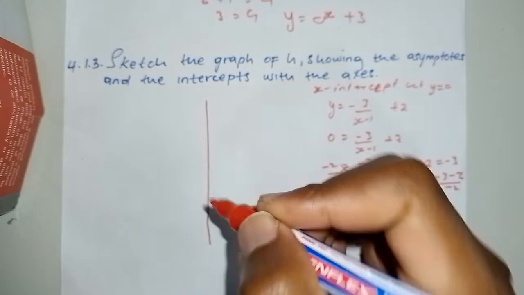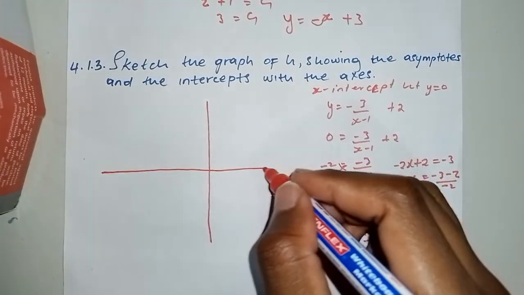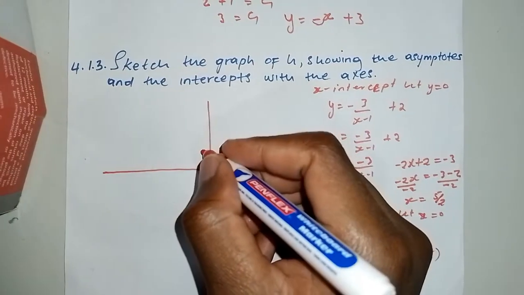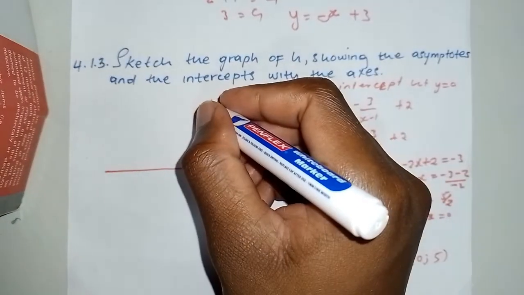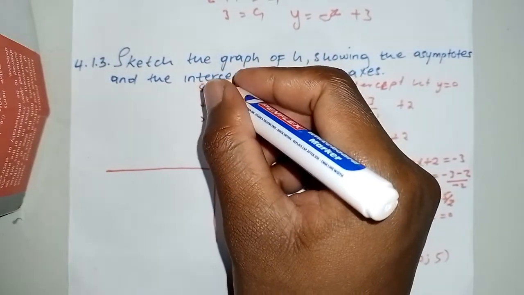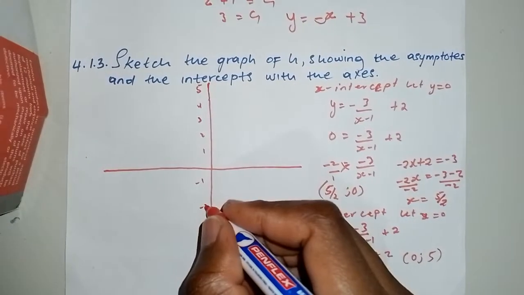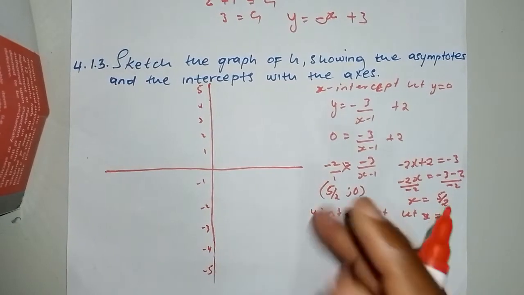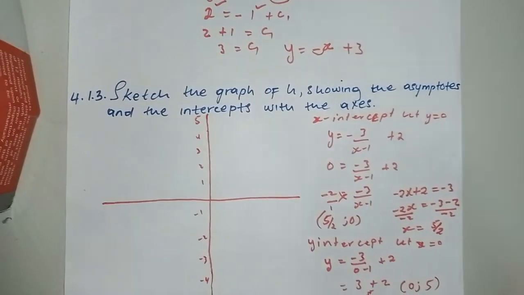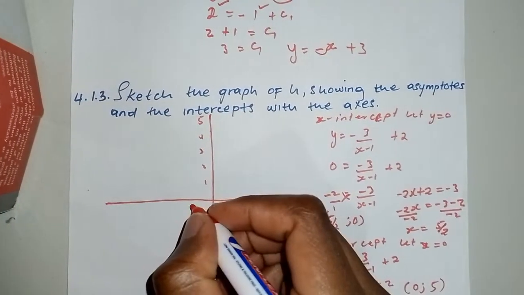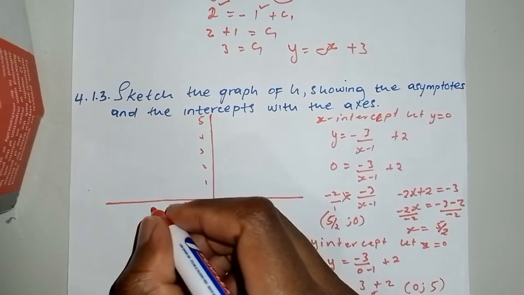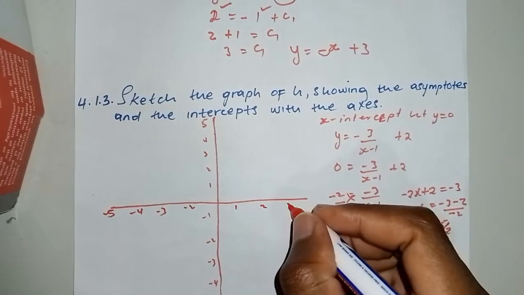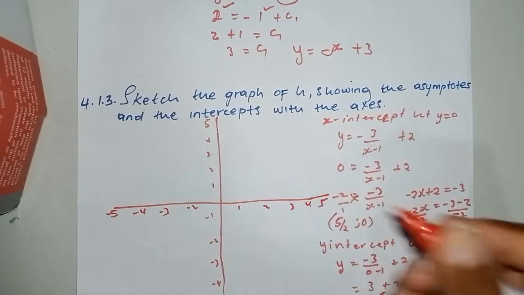When I have something like that, right? Let me just see here. I'm going to have 1, 2, 3, 4, and 5, right? Negative 1, negative 2, negative 3, negative 4, negative 5, right? Okay, now let's hope it will fit. 2, 3, 4, 5. Let's hope my graph will fit here.